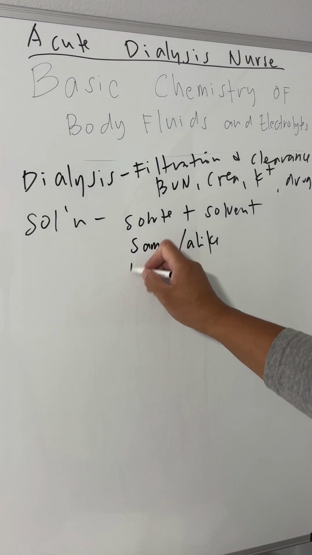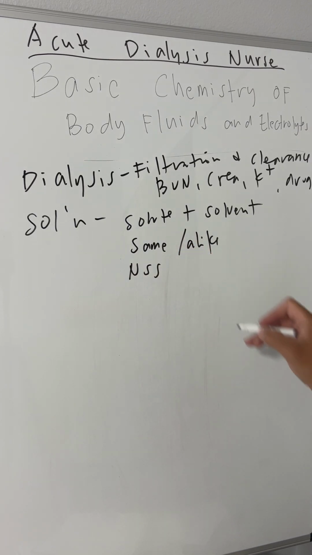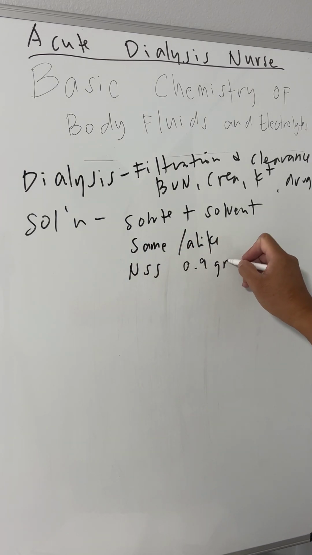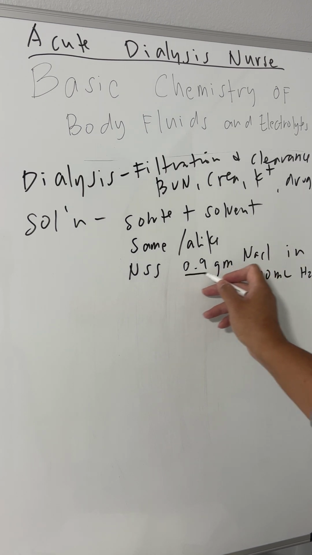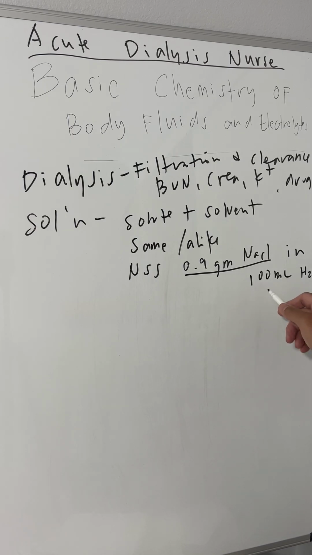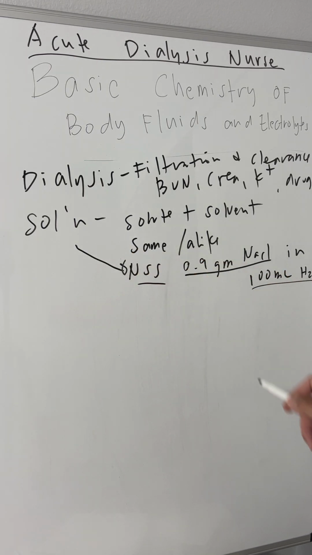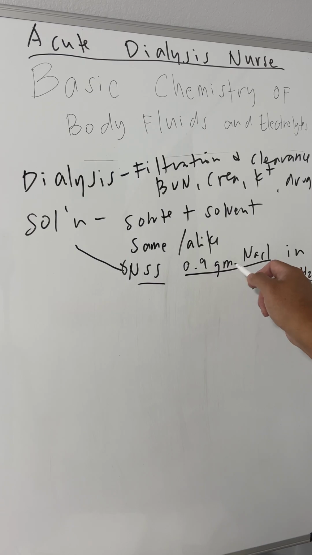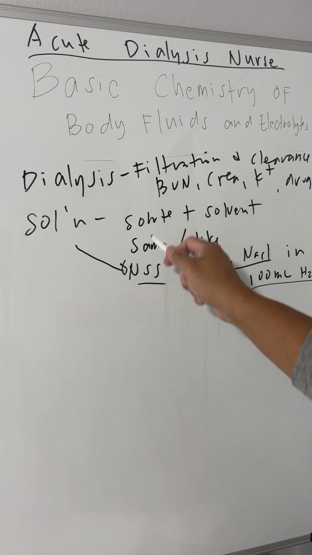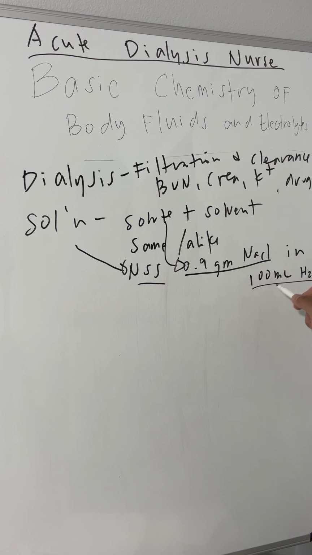To give you an example is a normal saline solution. This one has 0.9 grams of sodium chloride in 100 ml water. So this is your solute, 0.9 grams of sodium chloride, and this is your solvent, 100 ml of water. So normal saline solution is a solution which is a mixture of 0.9 grams of sodium chloride, that will be our solute, and 100 ml of water, that would be our solvent.